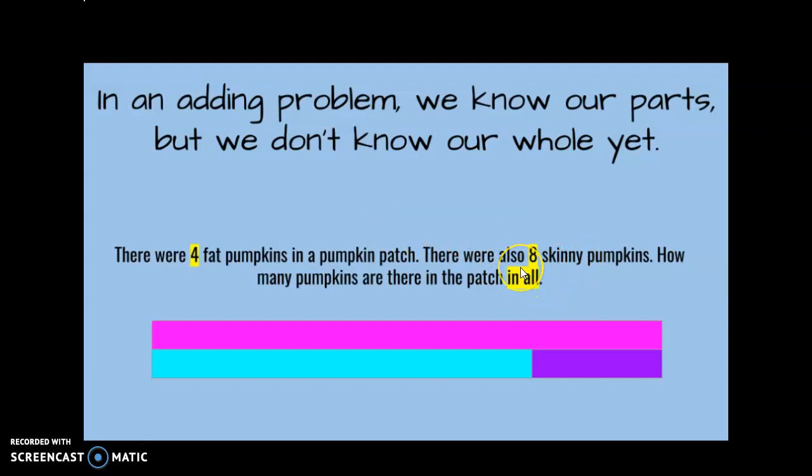So there's a reason why I highlighted the words in all. As we begin to work through word problems, we need to start looking for clues so we know what the problem wants us to do. The words in all are a clue that means the problem wants us to add our numbers together. So when I see those words in all, I say, oh, I'm going to add 4 plus 8.